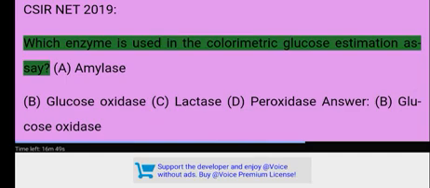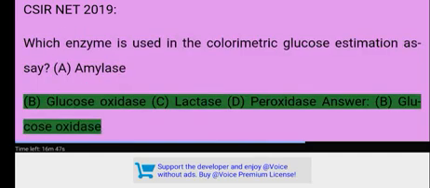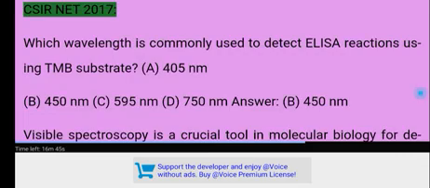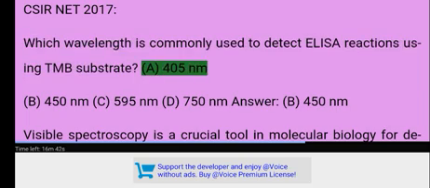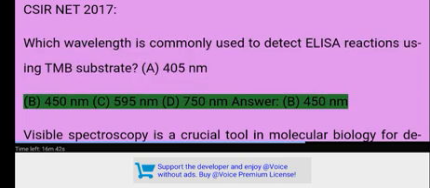CSIR-NET 2019. Which enzyme is used in the colorimetric glucose estimation assay? A. Amylase. B. Glucose oxidase. C. Lactase. D. Peroxidase. Answer: B. Glucose oxidase. CSIR-NET 2017. Which wavelength is commonly used to detect ELISA reactions using TMB substrate? A. 405 nanometers. B. 450 nanometers. C. 595 nanometers. D. 750 nanometers. Answer: B. 450 nanometers.